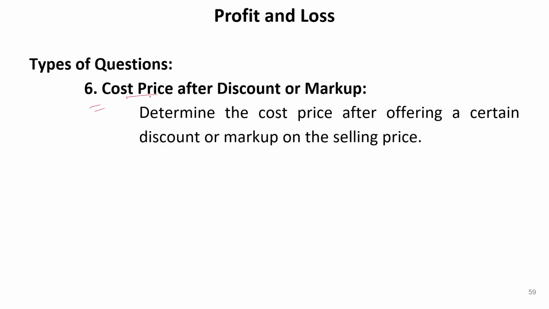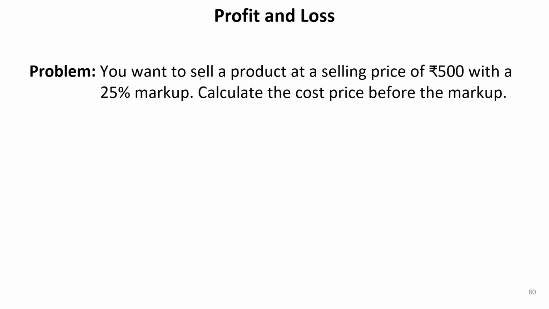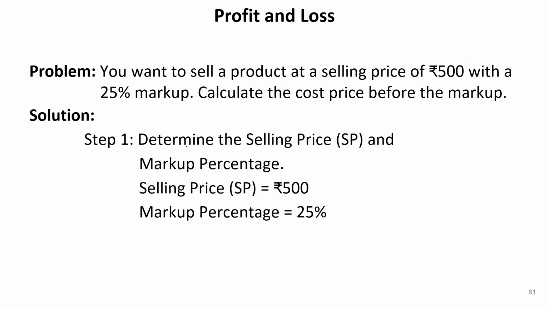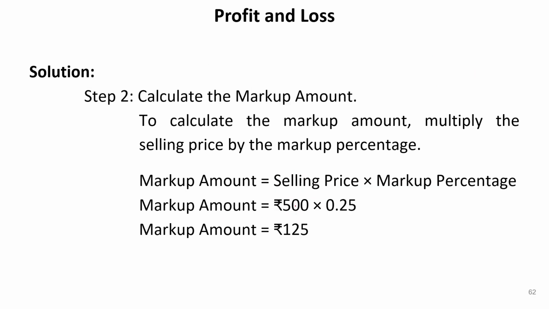So the cost price after discount or markup. Determining the cost price after offering a certain discount or markup on the selling price. So you want to sell a product at a selling price of 500 with a 25% markup. Then calculate the cost price before the markup. So determining the selling price and markup percentage. Selling price will be 500. The markup percentage is given as 25%.